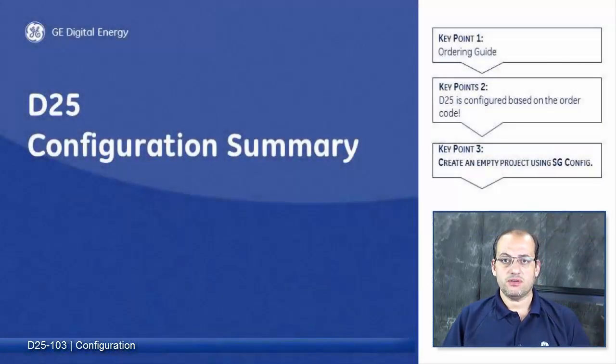The D25 configuration is very simple, right? You start at SGConfig, you create an empty project, and then you add a D25 from your template, and you configure the D25 based on the order code. That order code is a key in order to simplify our configuration of the D25.